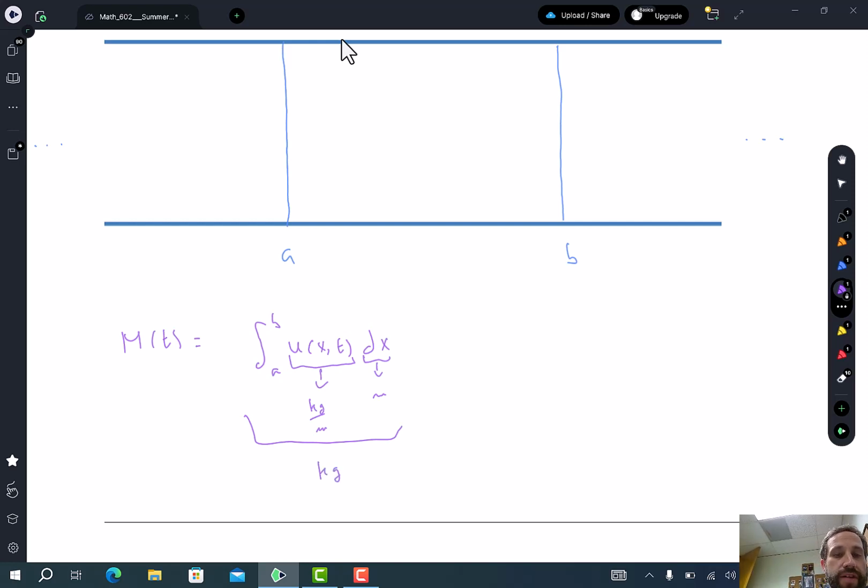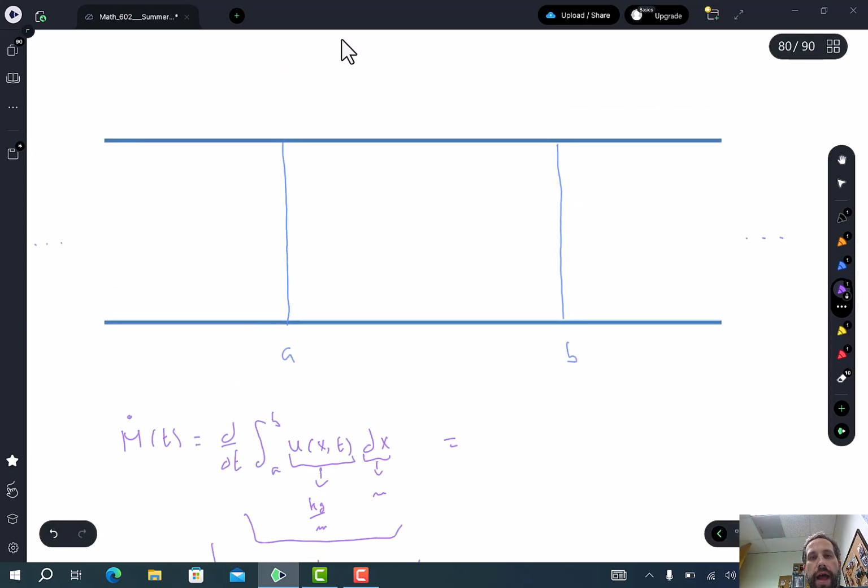Okay, and if I take a derivative on the outside, then if the integral has units of kilograms, this is going to have units of kilograms per second. It's just how much the mass is changing per time on that subinterval a to b. Okay, well, how do things change?